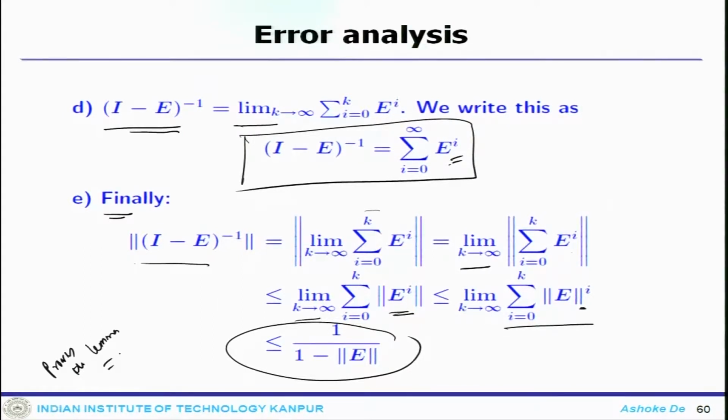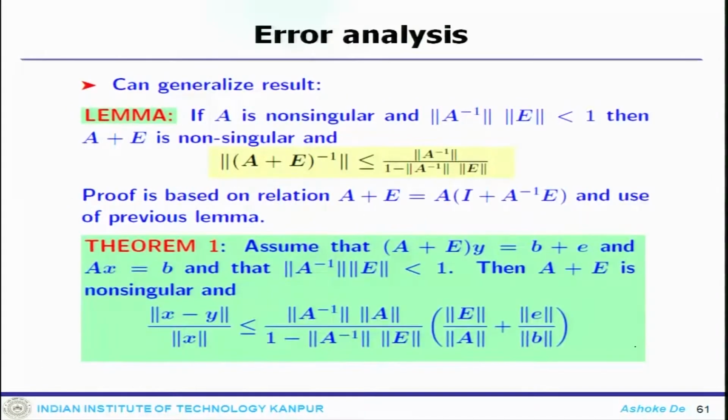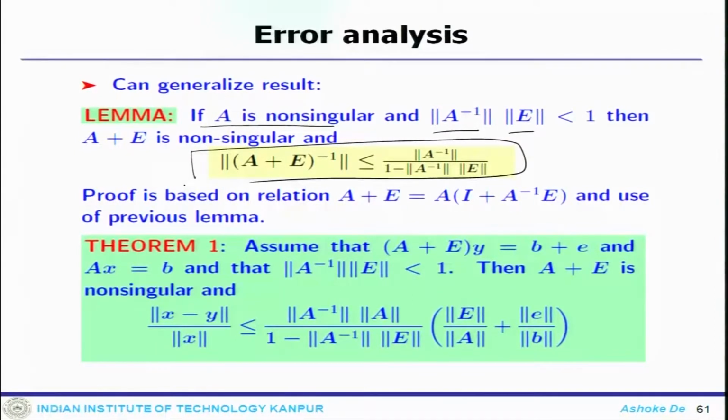So, that is a very strong error bound in terms of computation. Now, if we can generalize that lemma: if A is non-singular and the norm of A inverse times the norm of E is less than 1, then A plus E is also non-singular, and it satisfies this bound. This one can also be proved based on the previous one, similarly.